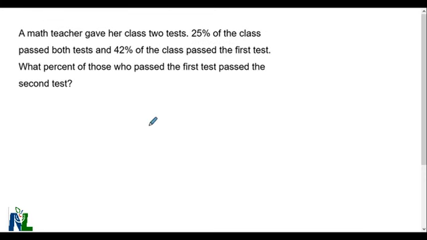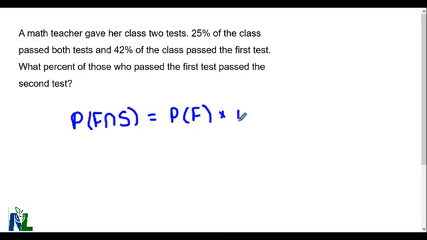Next example here, we're actually looking for something a little bit different. Here, I have a first test and a second test. So F for first, S for second. So applying the formula here, I've got to multiply the probability who passed the first test by the probability of those who pass the second test, given the fact that they passed the first one.